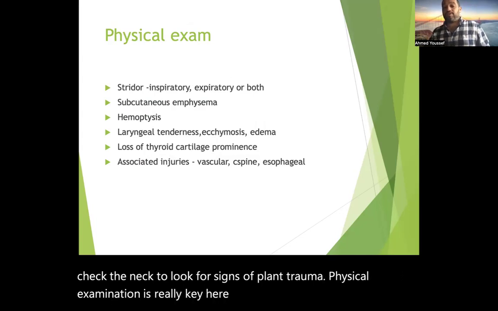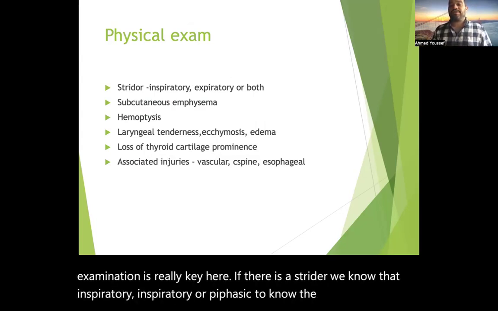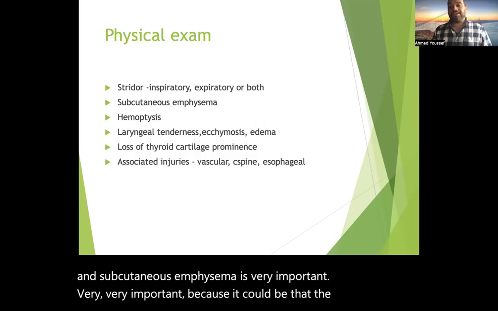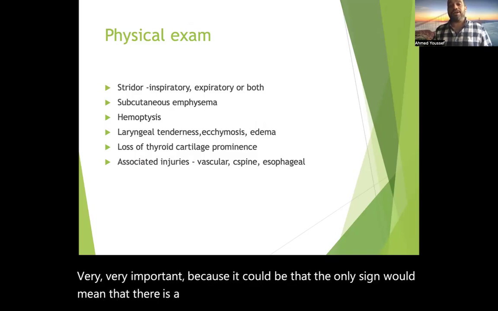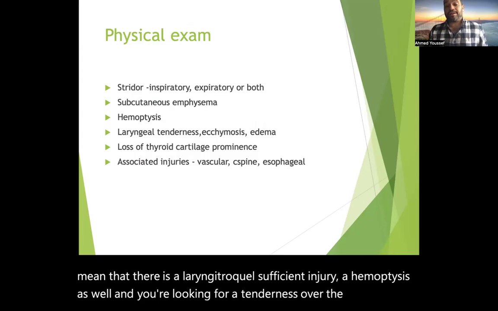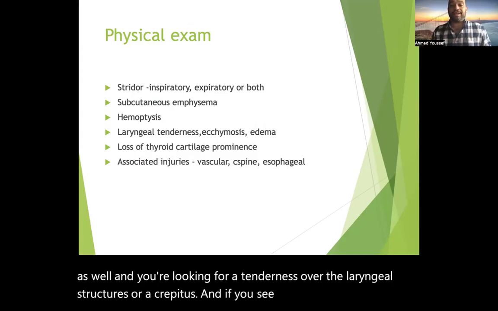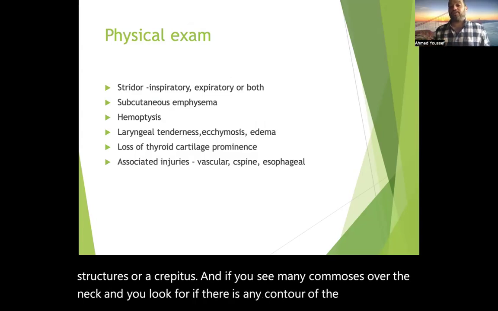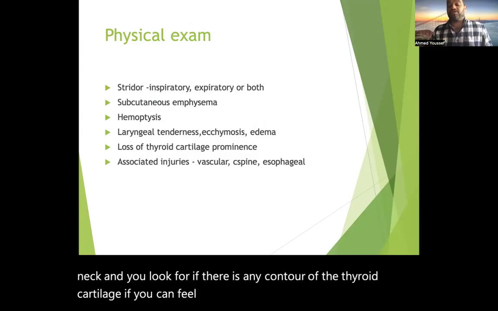If there is a stridor, we know whether it is inspiratory, expiratory, or biphasic, to know the level of obstruction. Subcutaneous emphysema is very, very important, because it could be the only sign that there is a laryngotracheoesophageal injury. Hemoptysis as well. You're looking for tenderness over the laryngeal structures, crepitus, and erythema and ecchymosis over the neck. And you look at the contour of the thyroid cartilage, if you can feel it, and associated injuries as well: cervical spine, vascular, esophageal injuries.